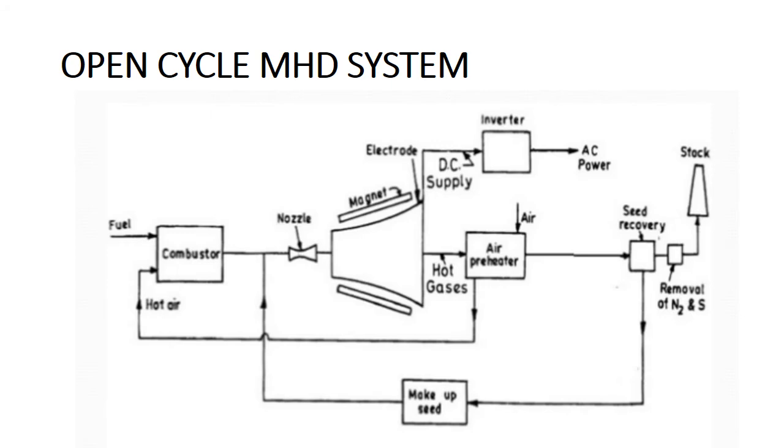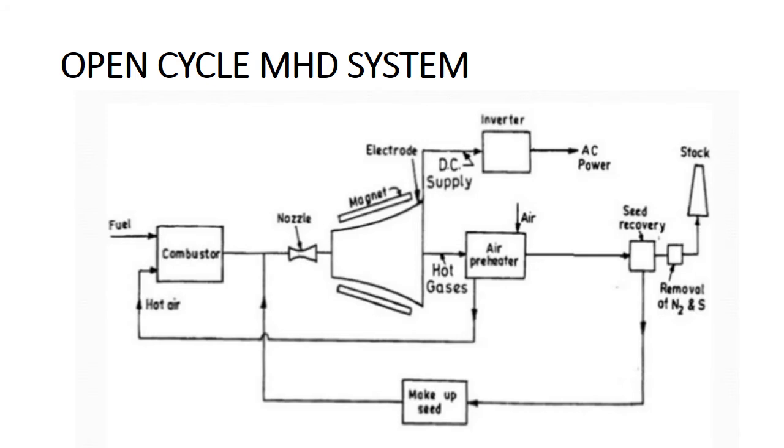The gases coming out enter the MHD generator. Thereby, expansion of gases takes place in the generator, which is surrounded by powerful magnets. So, the generator section is surrounded by two magnets. You can see in the figure, the expansion of gases is taking place in the generator.